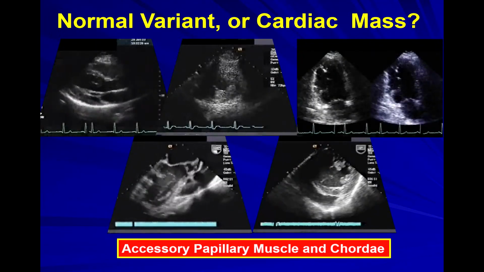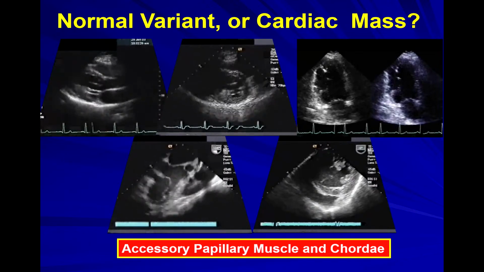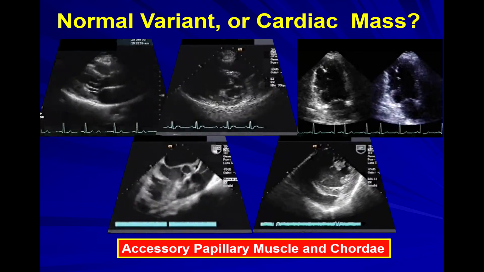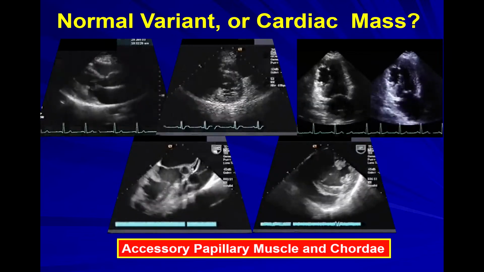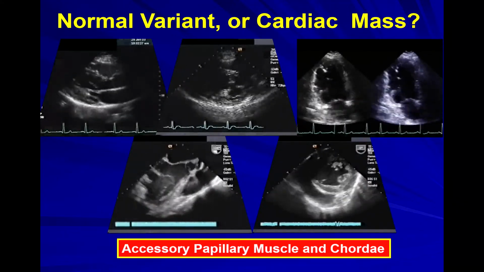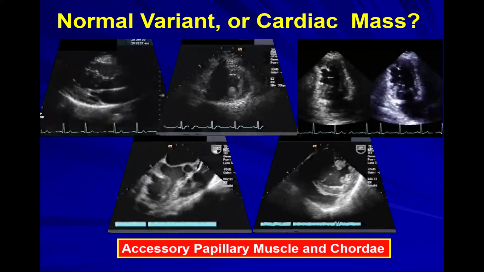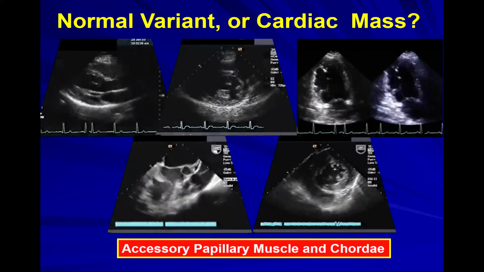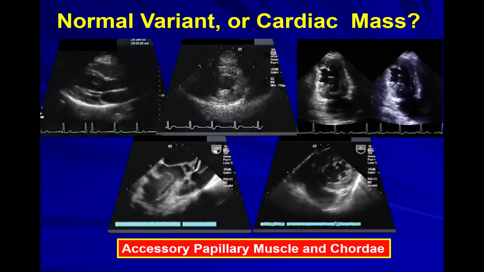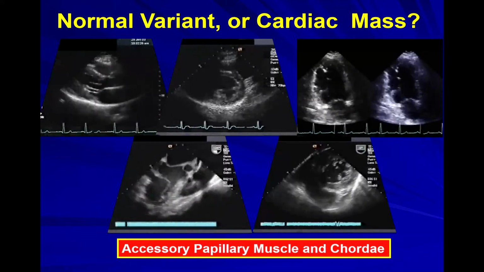So this is an example of another patient, and you can see in the upper left-hand panel, there is a very mobile structure in the left ventricle. You can also see that in the upper right-hand panel, and you can see that this mobile structure seems to be attached to a mass in the basal inferior wall.